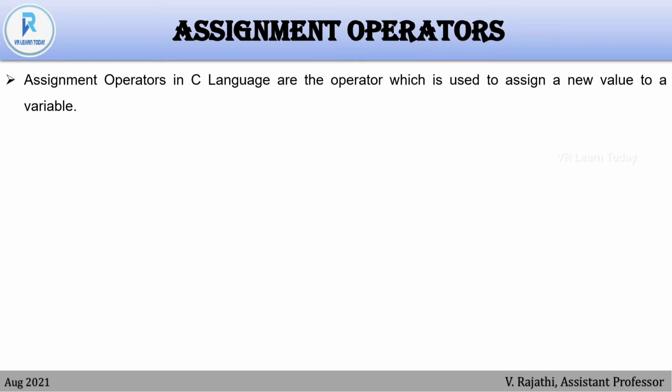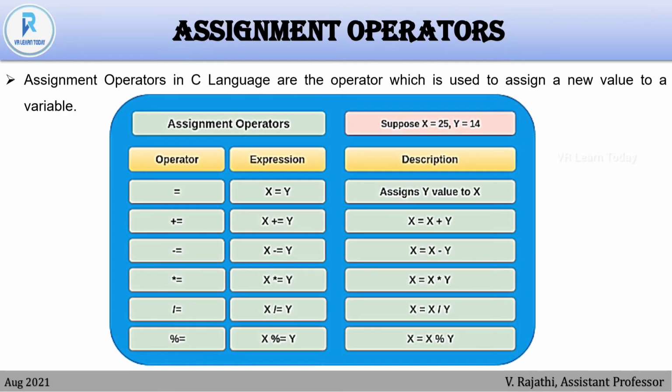Next, assignment operators. Assignment operators in C are the operators used to assign a new value to a variable. Equal, as in x equal to y, assigns the y value to x. If the value of y is 2, then x equal to y means 2 will be assigned to x. And x plus equal to y means x equal to x plus y. This is called a shorthand assignment operator.